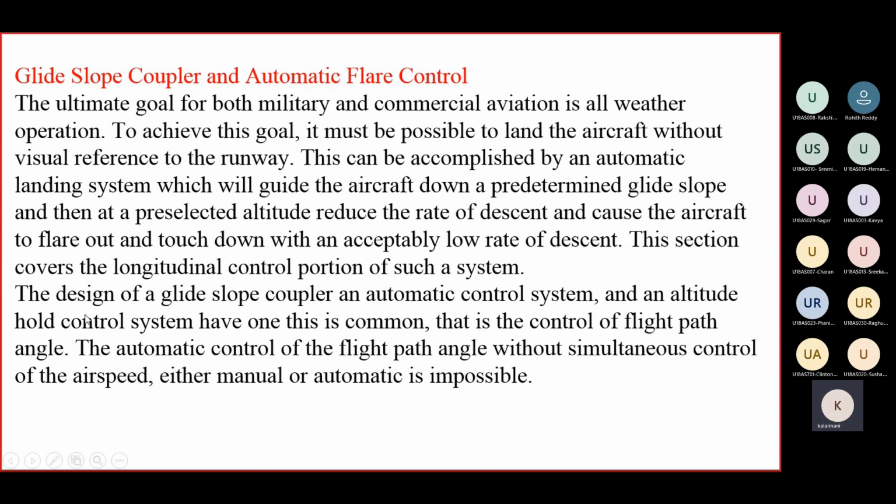In this section we will cover the longitudinal control portion of such systems. We are going to address the design of the glide slope coupler, the automatic control system, and the altitude hold control system. One thing is common to all: controlling your flight path angle. This is automatic control of the flight path angle without simultaneous control of airspeed. Without controlling the airspeed, it is not possible to control your flight path angle, whether you control the speed manually or automatically.